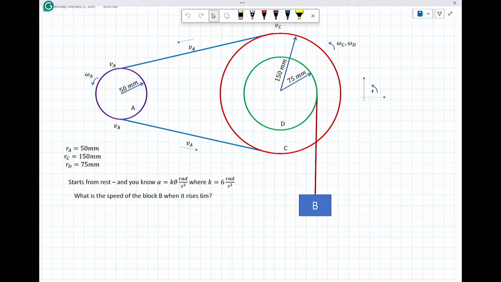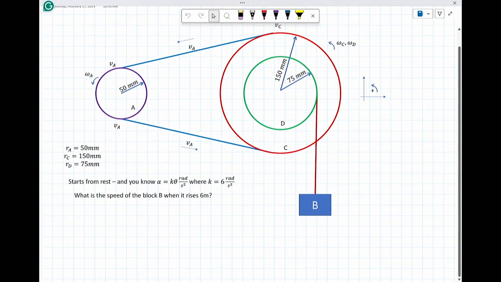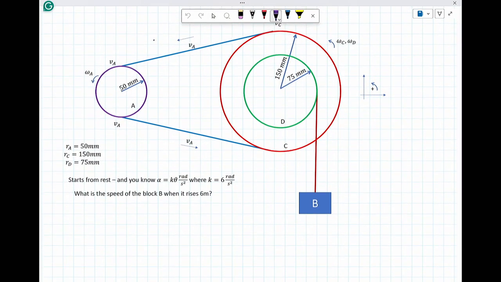And again, we're dealing with kinematics. We don't care about the forces. We don't care about how this is happening. We just care about the kinematics. The radius of A is given as 50 millimeters. The radius of C is given as 150 millimeters. The radius of D is 75 millimeters. Starts from rest, and you know that alpha is equal to k theta and k equals 6 rad per second squared. What is the speed of block B when it rises 6 meters? So you have a couple things that you know.